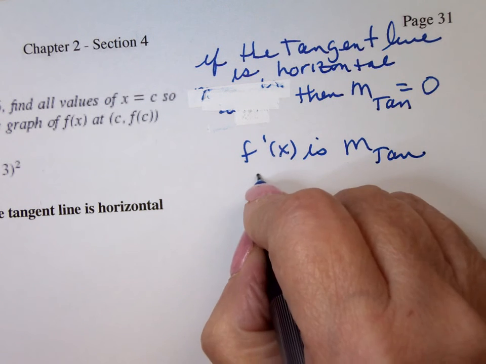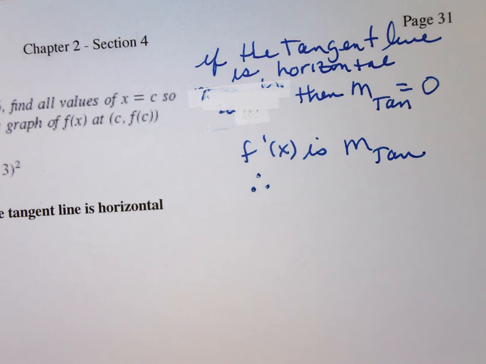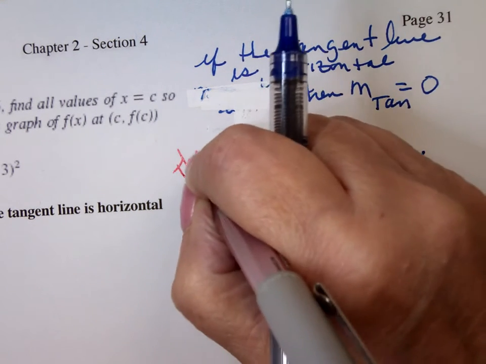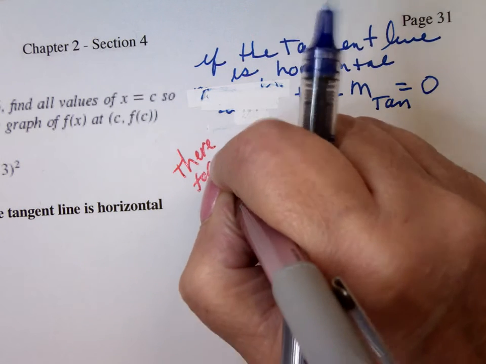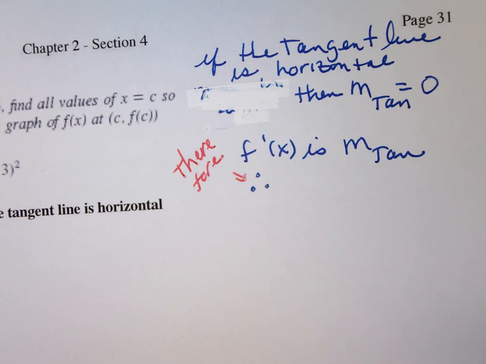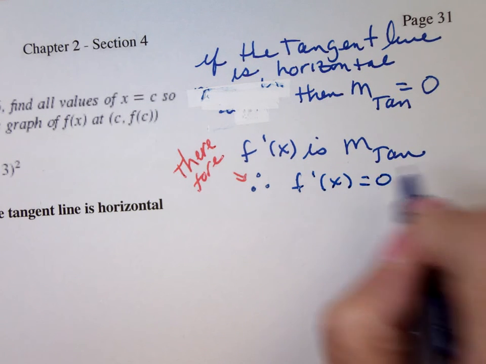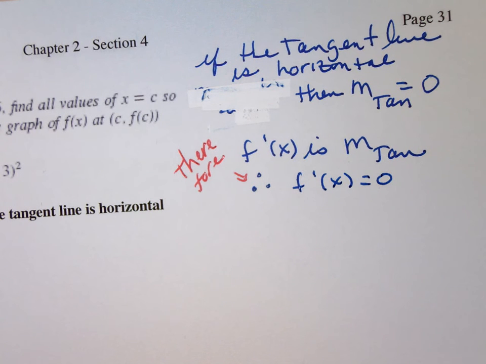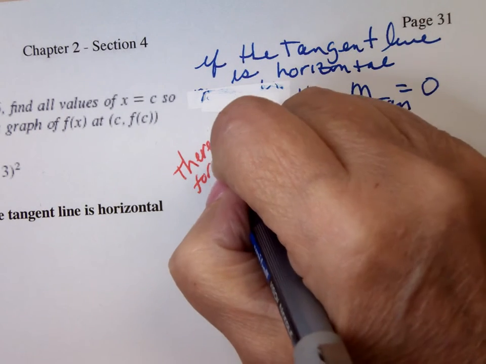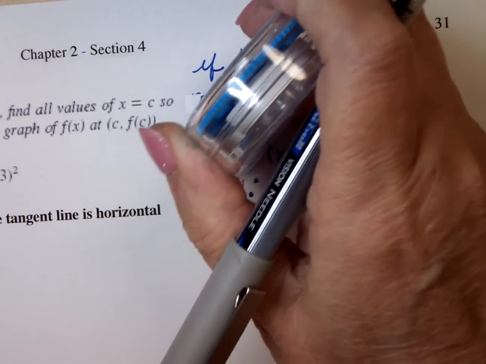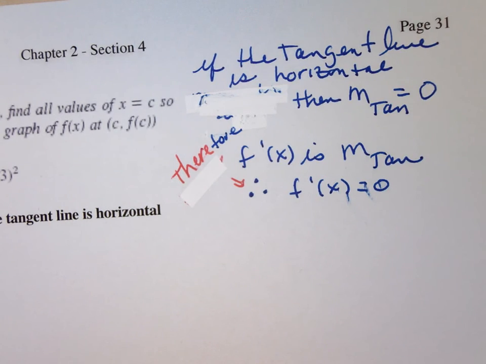Now, I'm going to use 3 dots. Anybody know what those 3 dots mean in mathematics? Therefore, that should be one word, therefore, f prime of x equals 0.